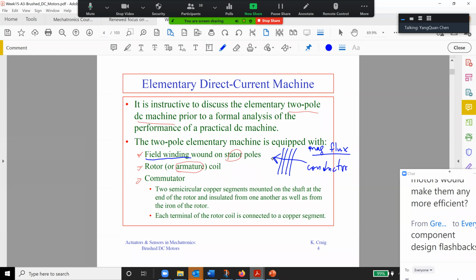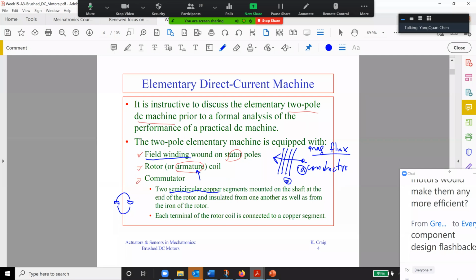And then you also need a rotor. The rotor is called the armature, okay. The armature is this guy. This is the armature. This is the field, the stator. Using S and A, okay. Then the commutator is a semicircle, usually a copper segment mounted on the shaft at the end of the rotor. They are insulated from one another, so it's like two halves. In between, there's an insulation. So, okay.